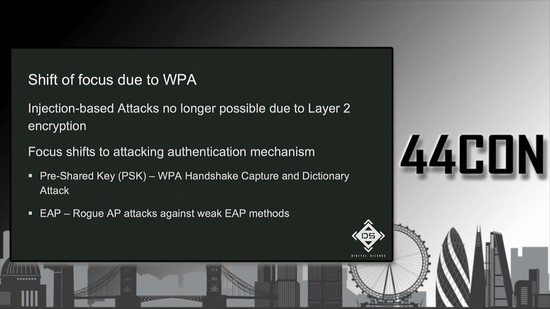that worked against WEP. So you had to do a focus shift and focus on attacking the authentication mechanism. And in fact, if you look at the traditional ways that you would breach a WPA network, first, if it's a PSK network, you have the WPA handshake capture and subsequent dictionary attack, and that's attacking the authentication mechanism. You also have the rogue AP attacks against weak EAP methods.